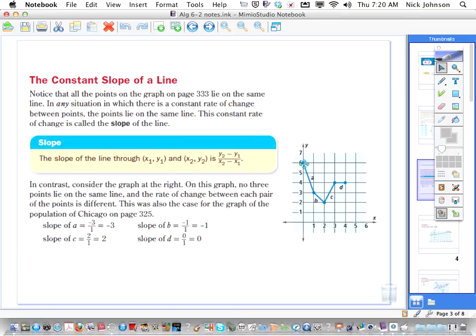If you look at slope A, its slope is -3 over 1. It went down 3 units, went to the right 1. Slope B is down 1 to the right 1. For C, it went up 2 to the right 1. Slope D, it didn't go anywhere. It stayed the same, but went to the right 1. So 0 over 1 is 0. We can also call slope rise over run.